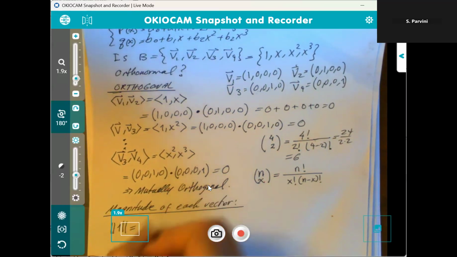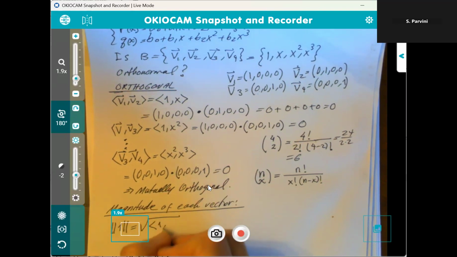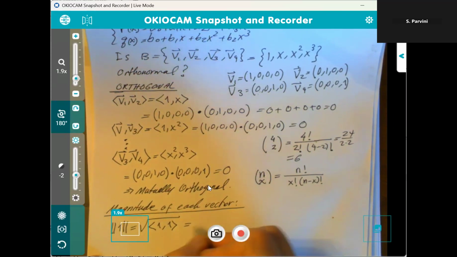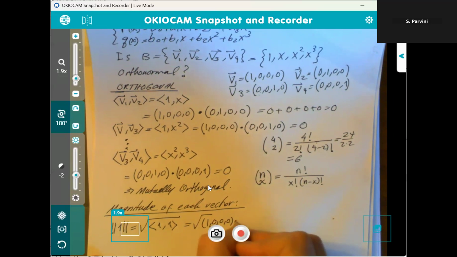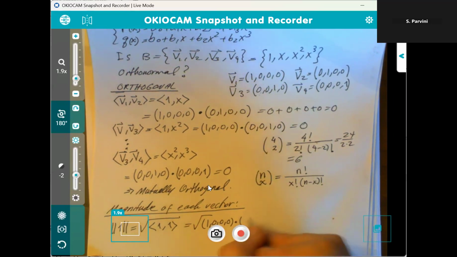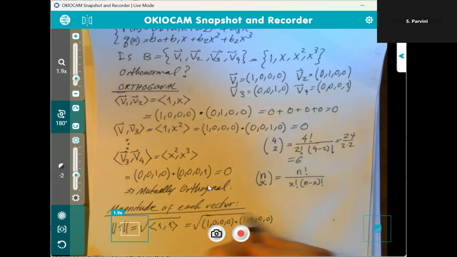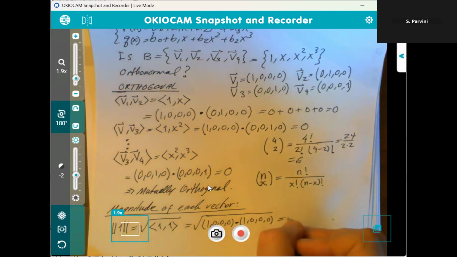Let me do magnitude of 1, if you will. There you go. Do inner product of 1 with itself. That's magnitude of 1, right? That's going to be square root of 1, 0, 0, 0 dotted with itself, 1, 0, 0, 0. And that magnitude, that's the dot product is 1, square root of that is going to be 1.